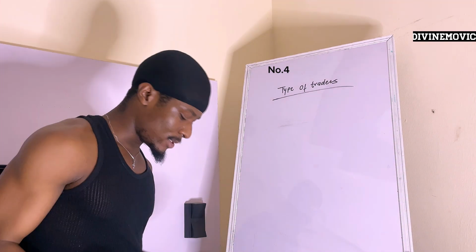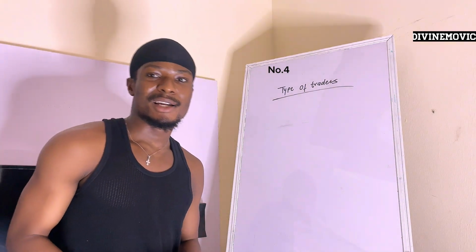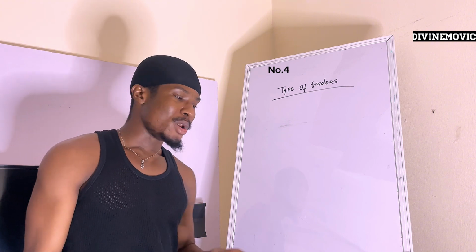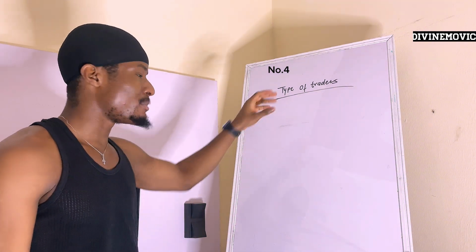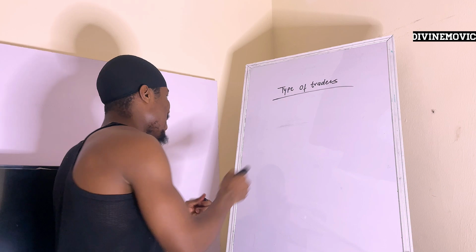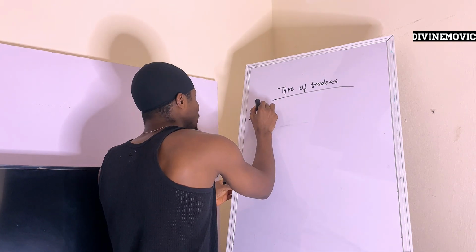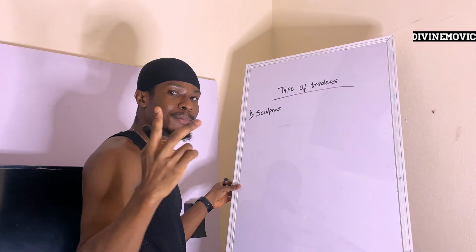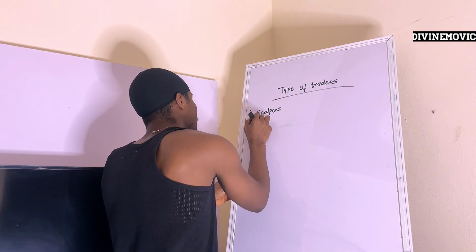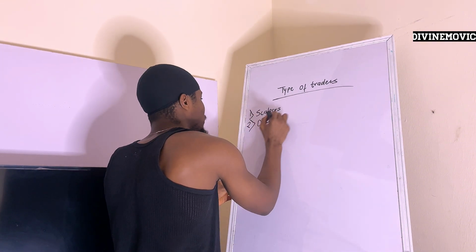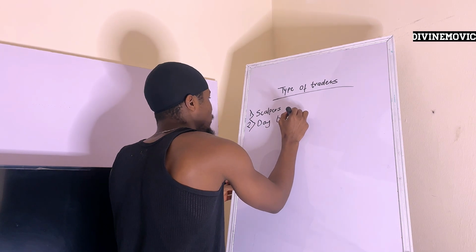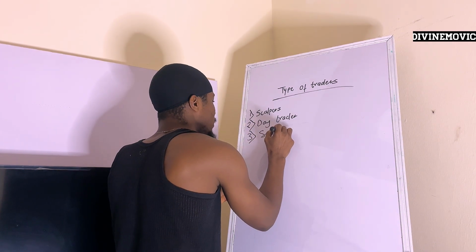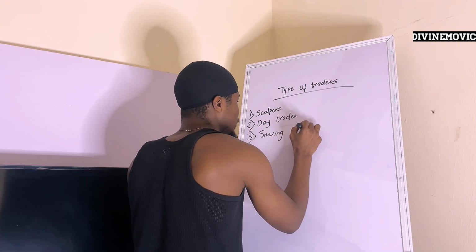Whenever you come to the market or open the charts, there are three major groups of people in the market. There are three major types of traders. The first one is referred to as scalpers. The second one is the day traders. And the third one is the swing traders.